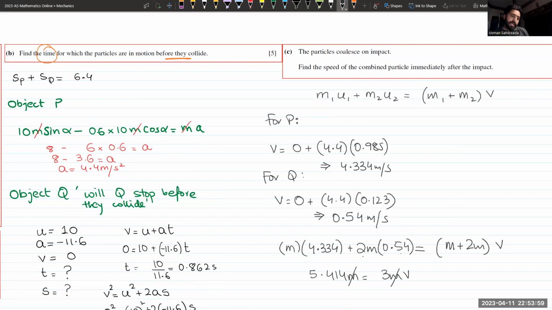M and M cancel, so Abdullah, V comes out as 5.414 divided by 3. And what is it? 1.8. 1.8 meters per second.